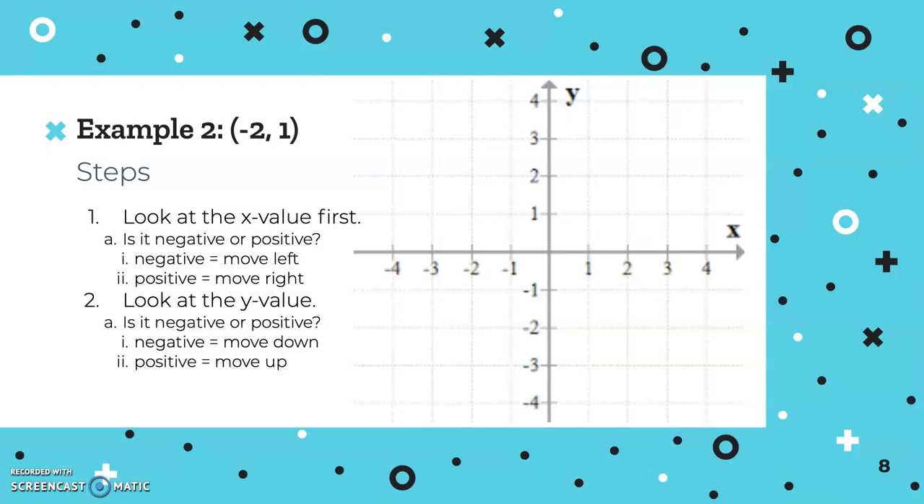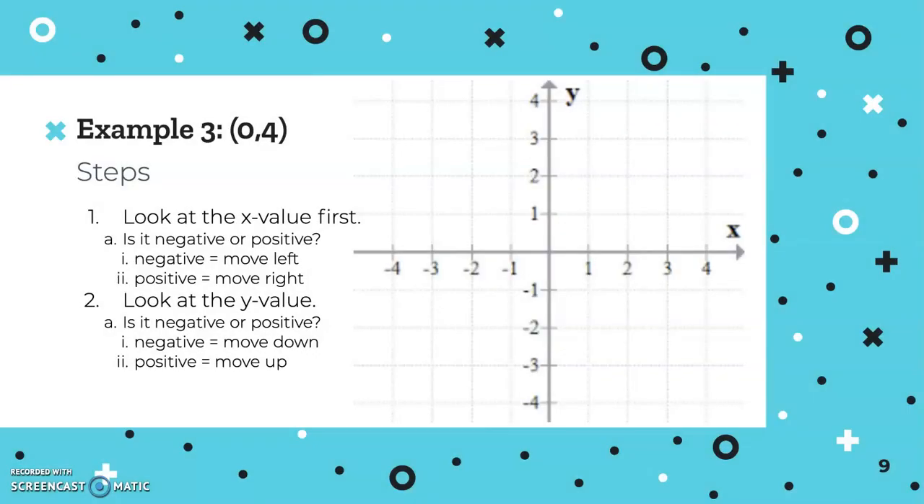Okay, so this is another example, and let's go through the steps. Looking at the x value first, we know that it is -2, so that means we have to move 2 units to the left. Then, looking at the y value, it is +1. That means we have to go up 1 step. That brings us to the point (-2, 1), and that's how we plot the point on the graph.